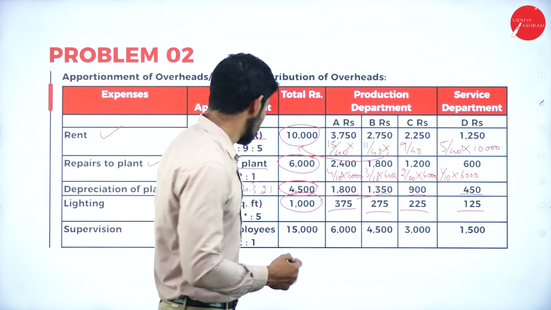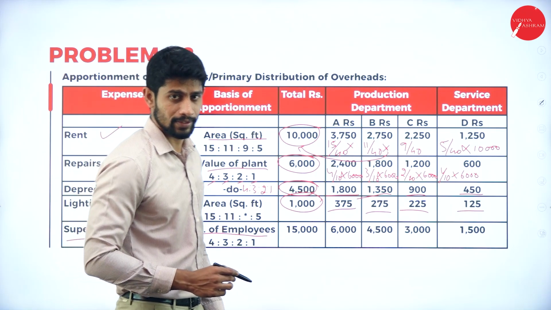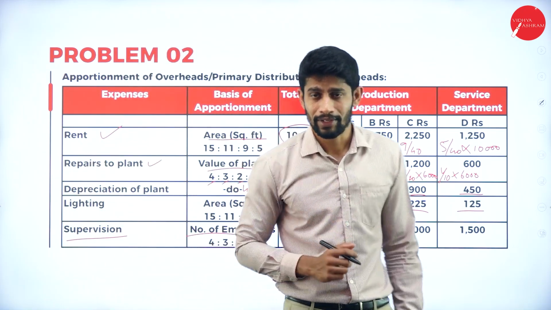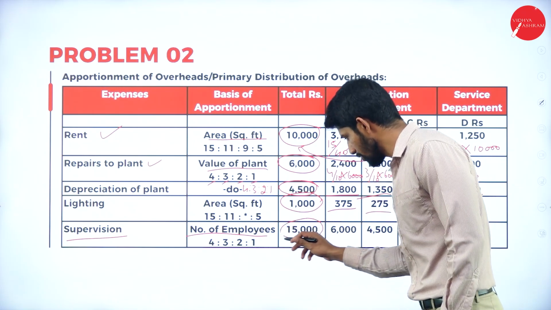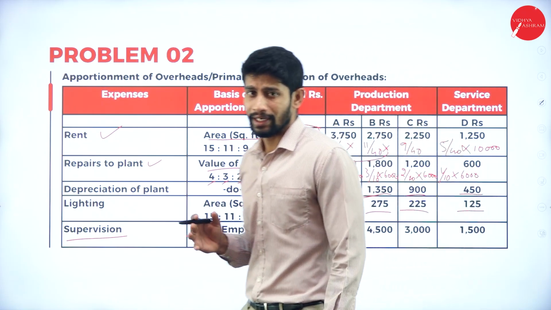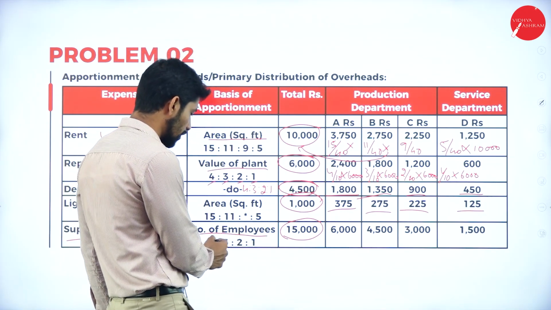What is the next item? The next item is supervision. It is based on the number of employees. So 4 is to 3 is to 2 is to 1. The total supervision cost is 15,000. So now divide based on the ratio. So here the total you will get is 10.